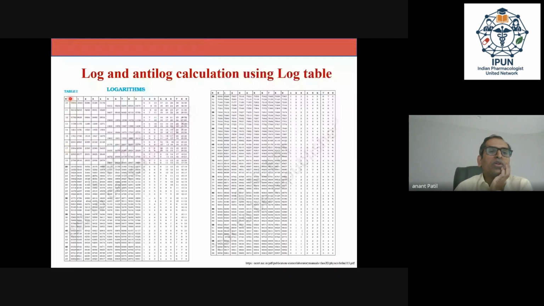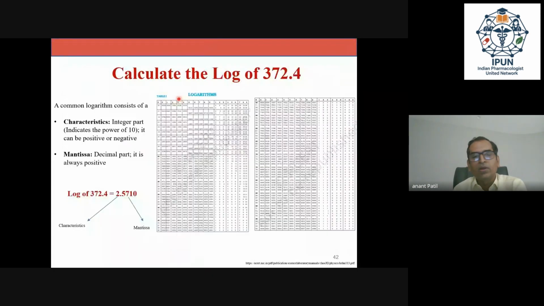Then there are rows 0 to 9. So we have to look at the column, we have to look at the row, and there's another table here. So there is a table in a table. There's one table here, there's one table here. Again, you have numbers from 1 to 9. So look at the column, look at the row of the first table, and then look at the row of the second table. Having understood this, the same thing applies for the anti-log also. You will find the same table there also.